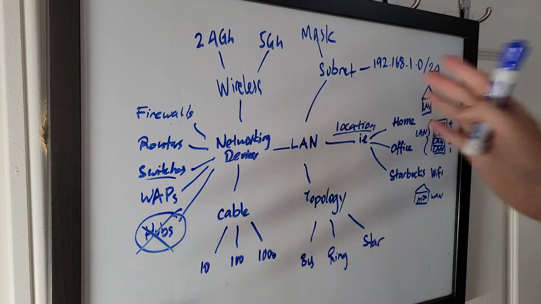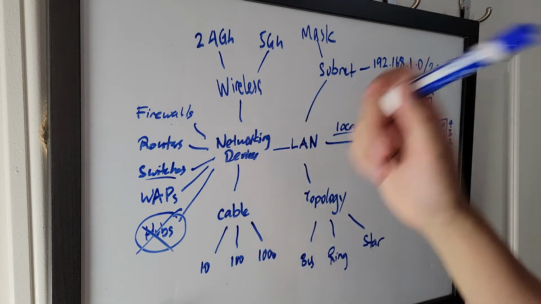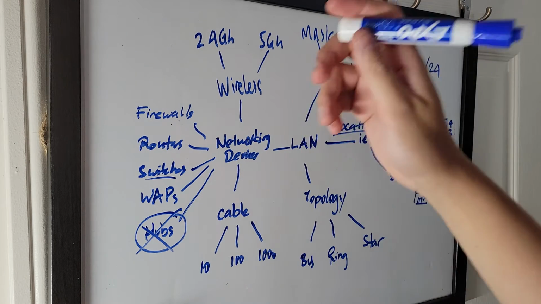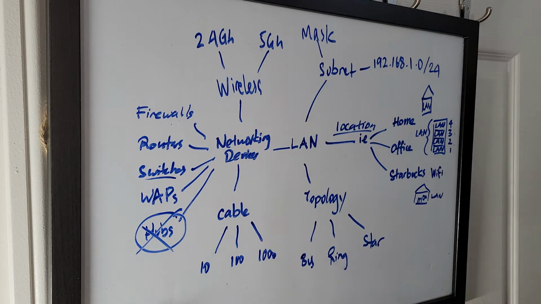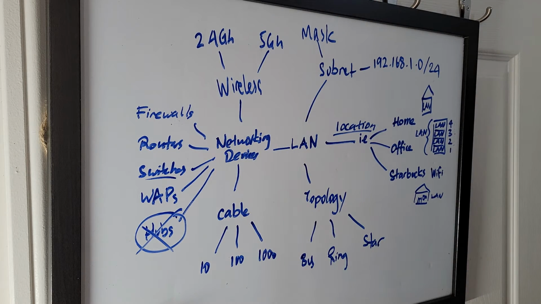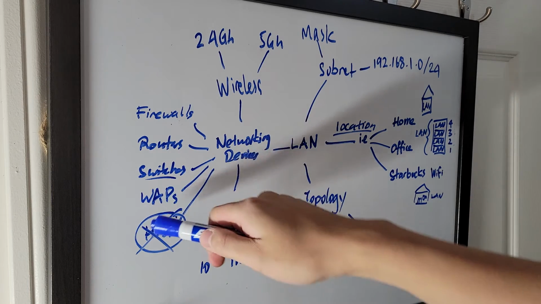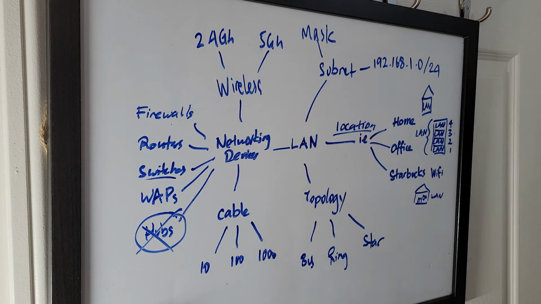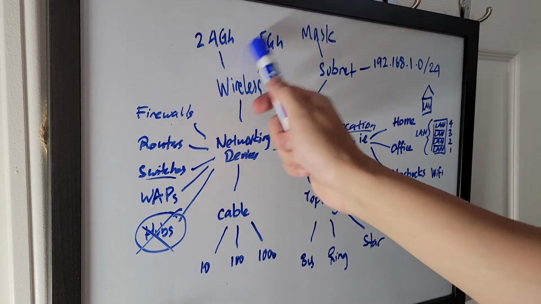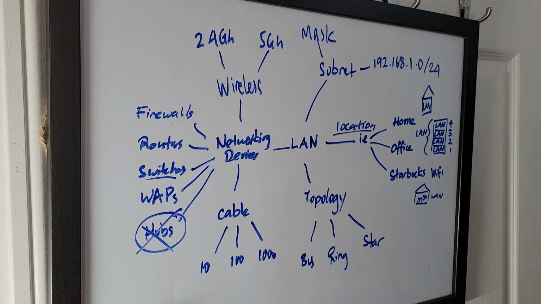So networking devices, you can connect to switches, routers, and firewalls using cable. Some routers or firewalls have wireless, and you can connect to those using wireless. For wireless, obviously we also connect to wireless access points. And for wireless standard, we could use 2.4 gigahertz or 5 gigahertz.